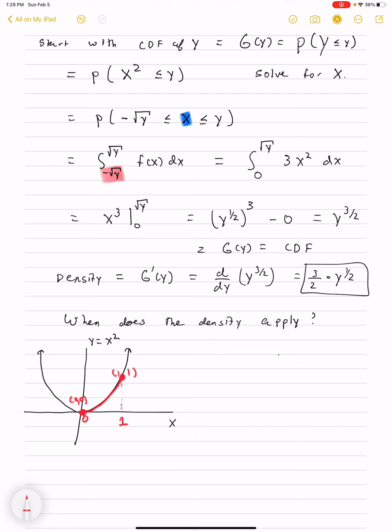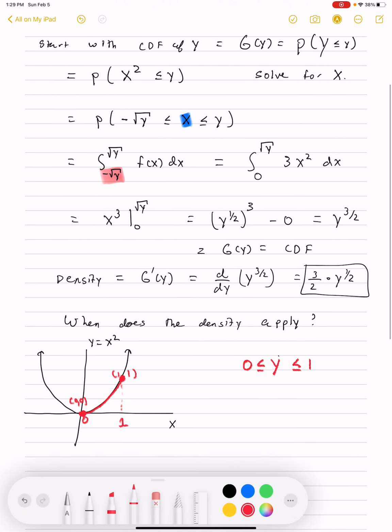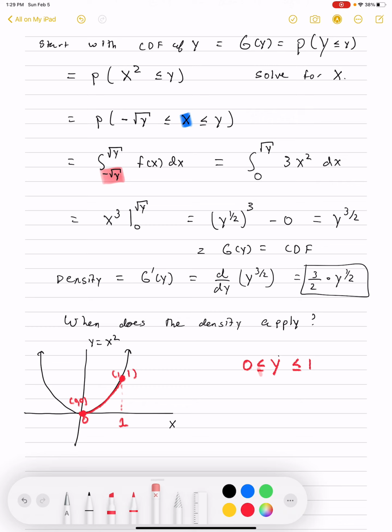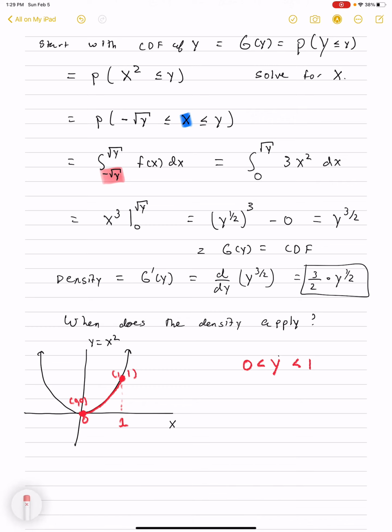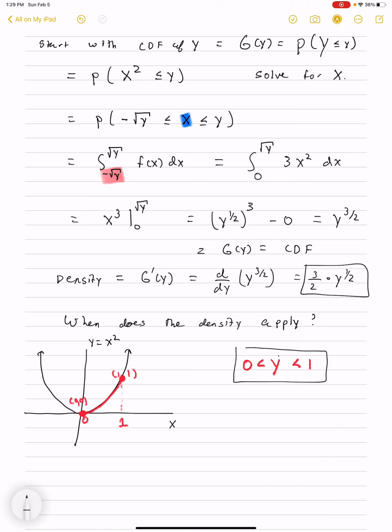So if someone asks where does it apply, 0 less than or equal to y less than or equal to 1. And let's just check. Technically, I don't need the less than or equal to, but it doesn't technically matter because probability of a point is 0. So if you were asked where does it apply, you'd give this response. Okay. Thank you very much.